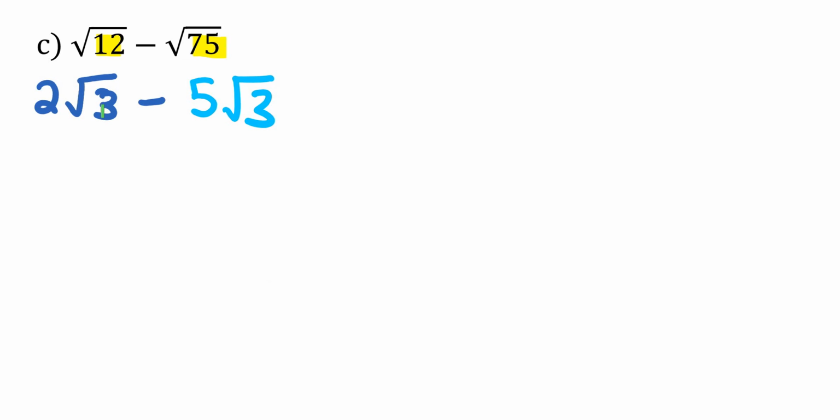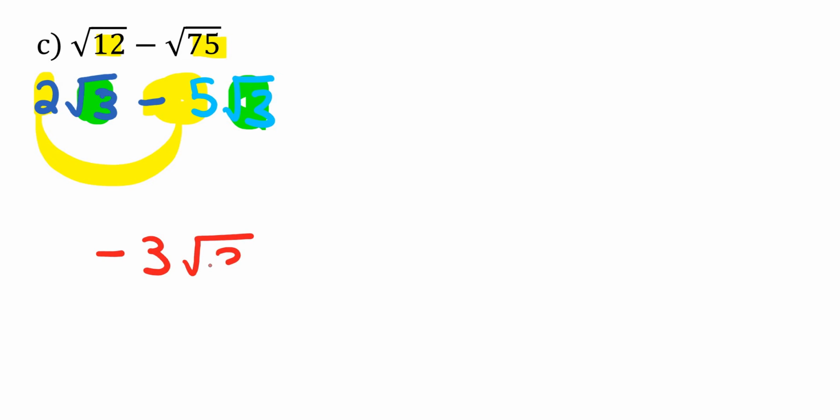And now you can see that the radicals are the same. So now take the outside numbers. 2 minus 5 is going to be negative 3. So my final answer is negative 3 root 3. All right, so once you do enough of these, it's not too bad.